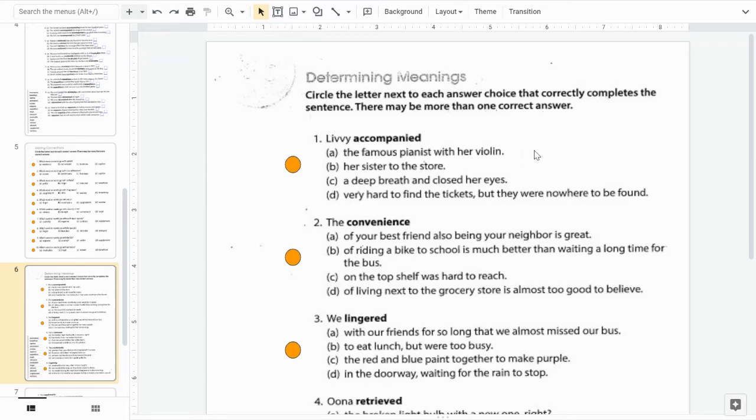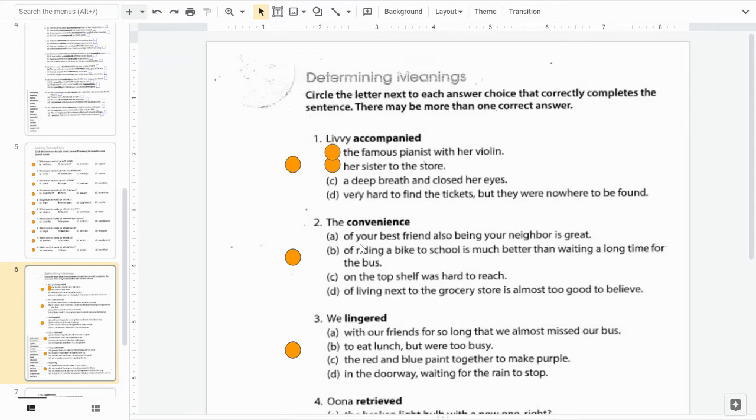So, Livy accompanied the famous pianist with her violin. Yes, you can do that. Livy accompanied her sister to the store? Yes, that means to go with her. Accompanied a deep breath and closed her eyes? No, she can't do that. And Olivia accompanied very hard to find? No, that would be coveted. But accompanied does not work there.